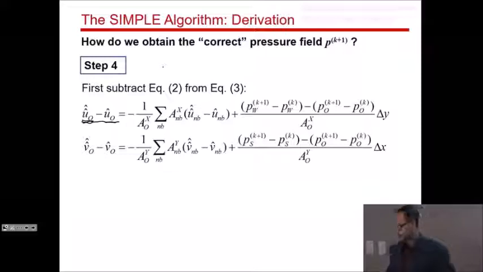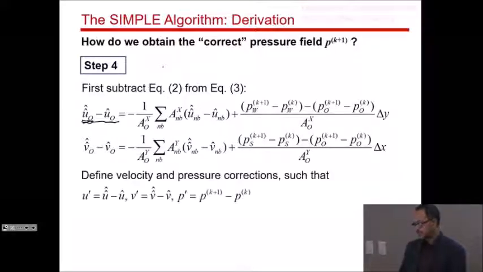All right. So once we do that, we get this equation, and now I'm introducing a new set of symbols: u prime denoting u double hat minus u hat and so on, and p prime denoting p^(k+1) minus p^k. So p prime denotes the pressure change from the old iteration to the new iteration, whereas the velocity primes denote velocity changes from the solution of the momentum equation to the solution of the mass and momentum equations.